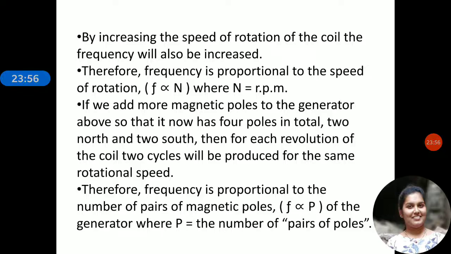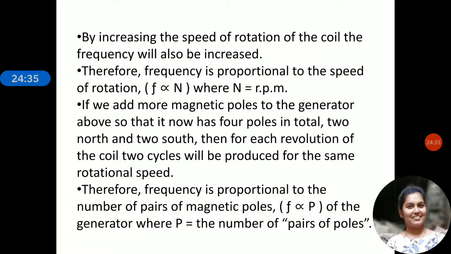Also, in our diagram, we have a simple single coil generator which has only two poles, one north pole and one south pole. So it is just giving one pair of poles. If we add more magnetic poles to the generator in the above diagram, so that it now has 4 poles in total, two north poles and two south poles, then for each revolution of the coil 2 cycles will be produced for the same rotational speed. Therefore, frequency is proportional to the number of pairs of magnetic poles.